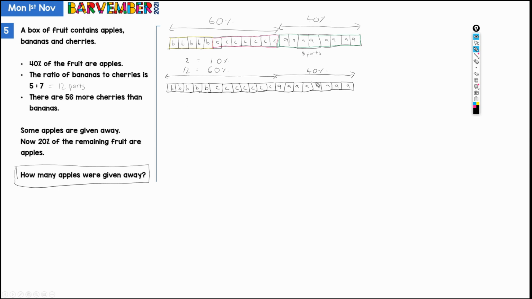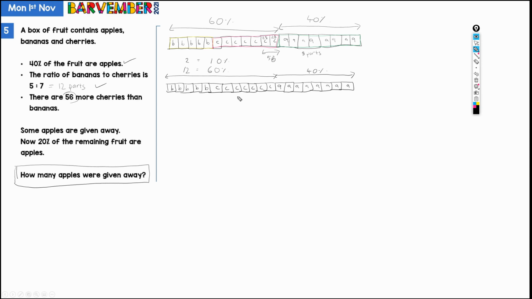Fantastic. All right. So we have used this bit of information. We've used this bit of information. And now we have this bit of information. There are 56 more cherries than bananas. Now, I could just think, okay, I know I've got 2 more blocks of cherries than I have bananas. So I could do this, right? That means that these two equal 56. Okay, and if two blocks equals 56, then one block must equal 28. All right, so each of these equal size blocks represents 28 pieces of fruit.